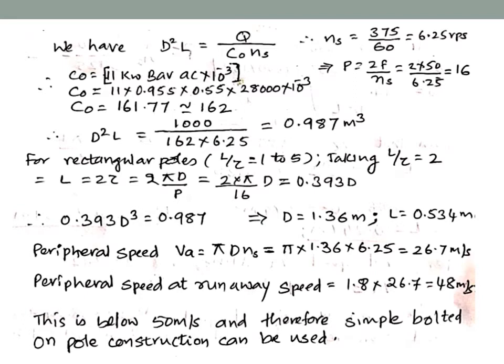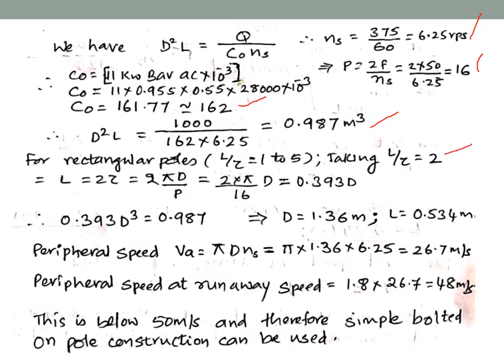So this is the basic equation. Volume of machine D square L is equal to Q by C naught NS. So NS you find out, 375 by 60, 6.25 RPS, and C naught you find out. The number of poles also you find out. Now C naught comes out to be 162. Substitute here, finally D square L you will get.